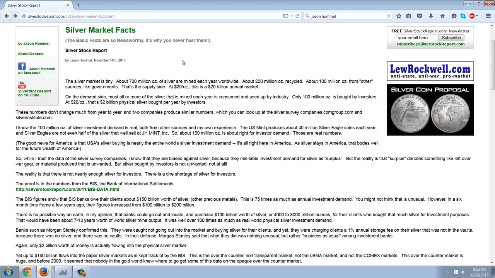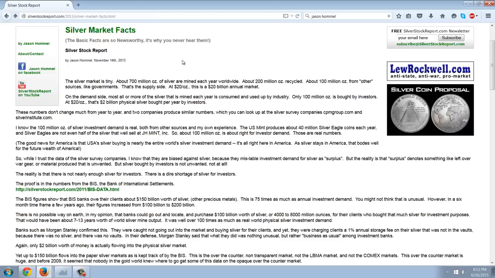The silver market is tiny. About 700 million ounces of silver are mined each year worldwide. Now that's up to about 850 or 9. About 200 million ounces is recycled. About 100 million ounces from other sources like governments. That's the supply side. At $20 an ounce, this is a $20 billion annual market.